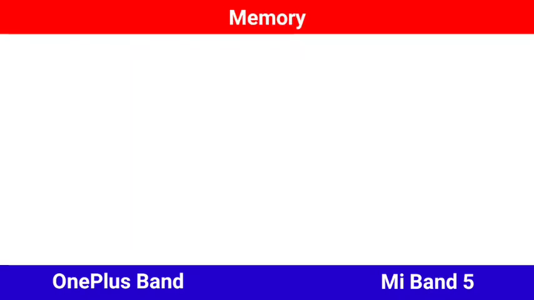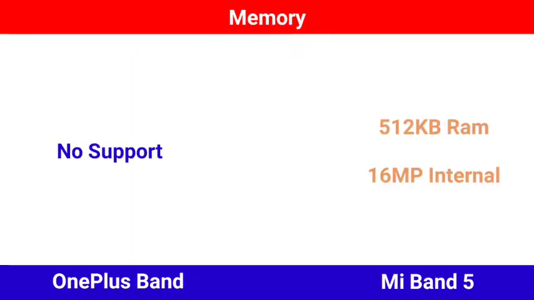Now let's talk about memory. OnePlus Band no support. MI Band 512 KB RAM and 16 MB internal memory. So guys, you are getting memory as 512 KB near 1 GB. You are getting in RAM in MI Band 5. We can say it is really good, really awesome and really healthy guys. So if you are healthy and if you want to be healthy, you can go for OnePlus Band or MI Band.